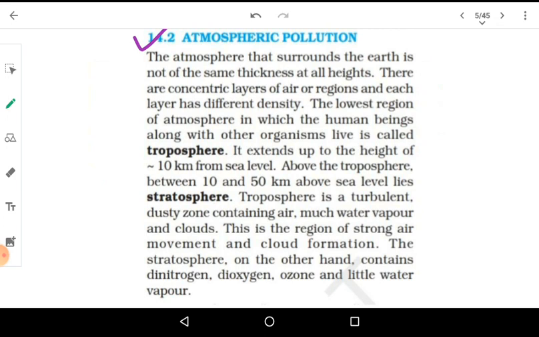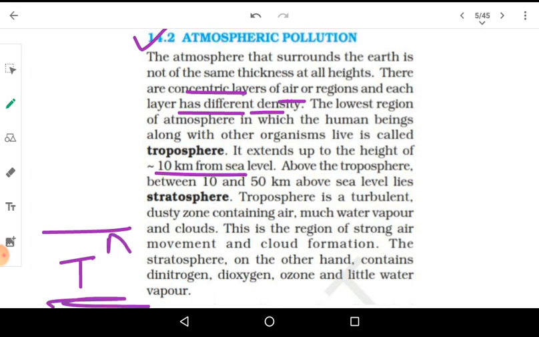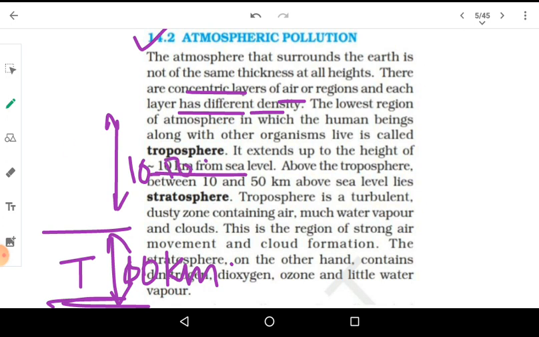The atmosphere that surrounds the earth is not of the same thickness at all heights. It is basically made up of concentric layers of air, or regions of different density. The lowest layer is known as the troposphere, and it extends up to about 10 kilometers from the sea level. If we move 10 to 15 kilometers away from the troposphere, then it is known as stratosphere. So the next layer is the stratosphere.